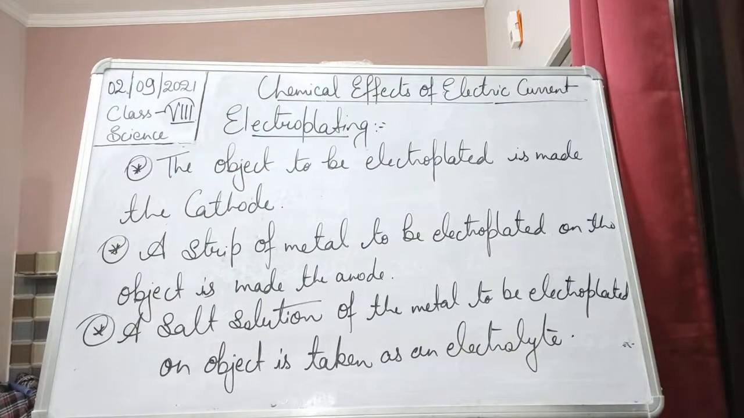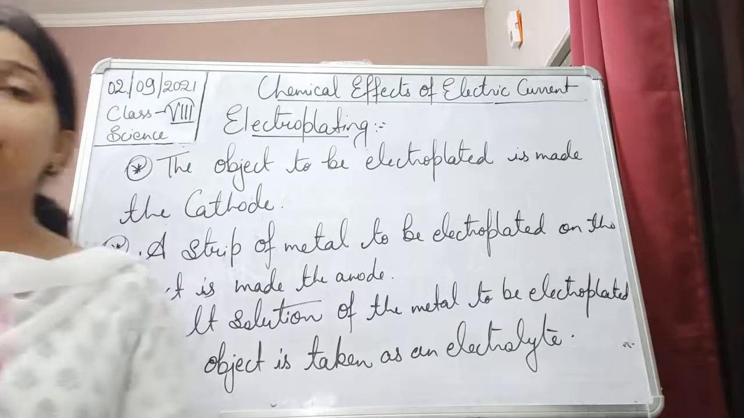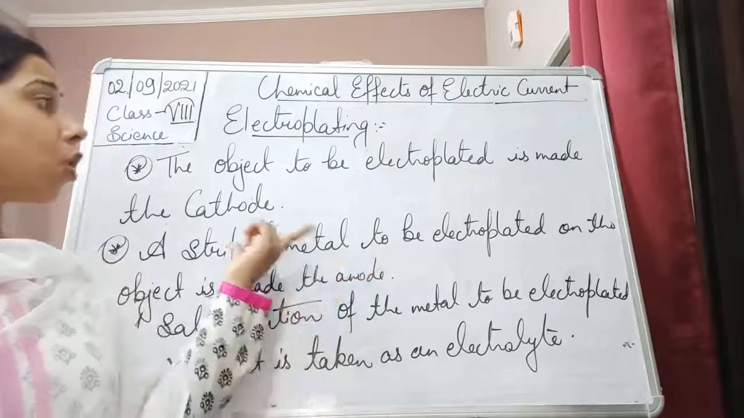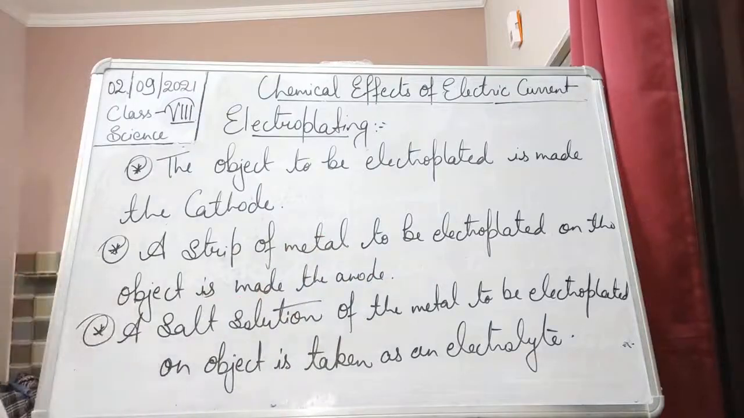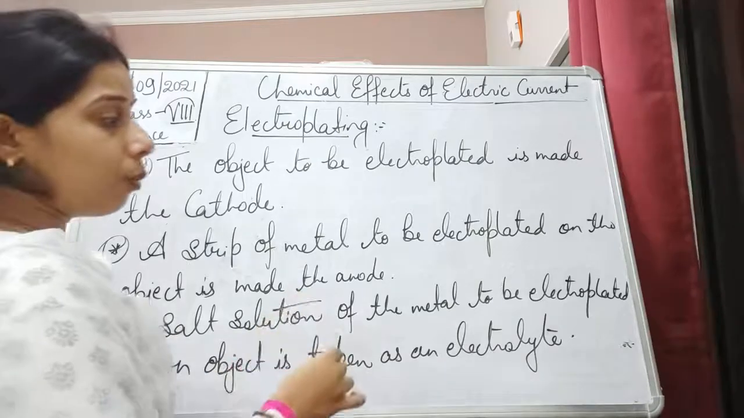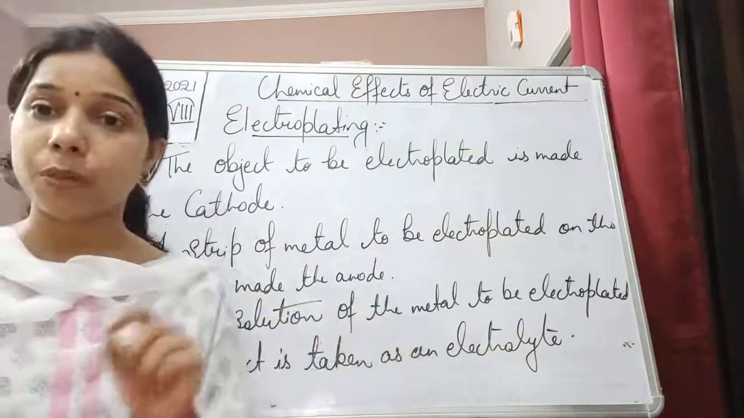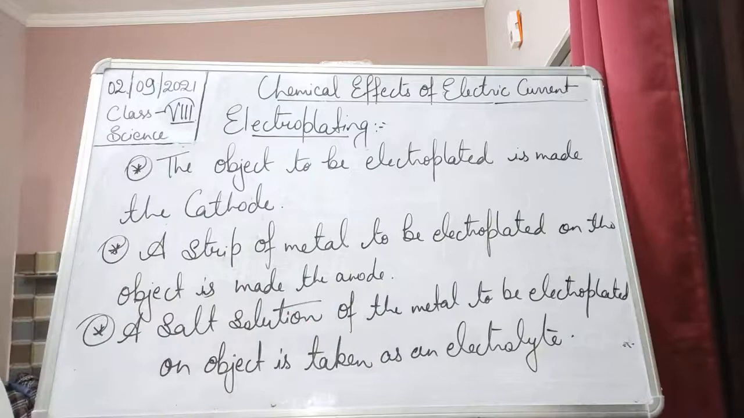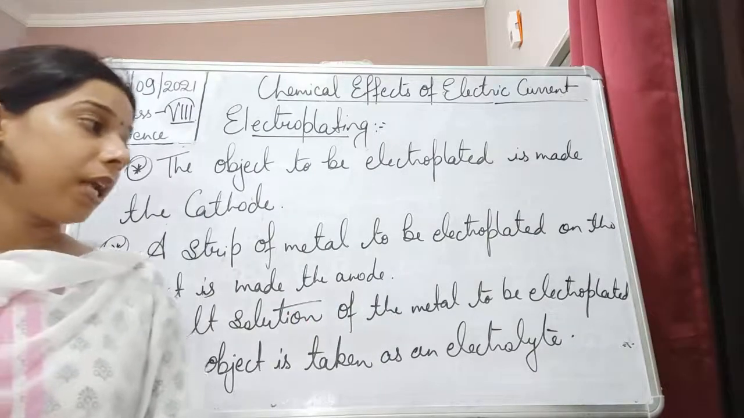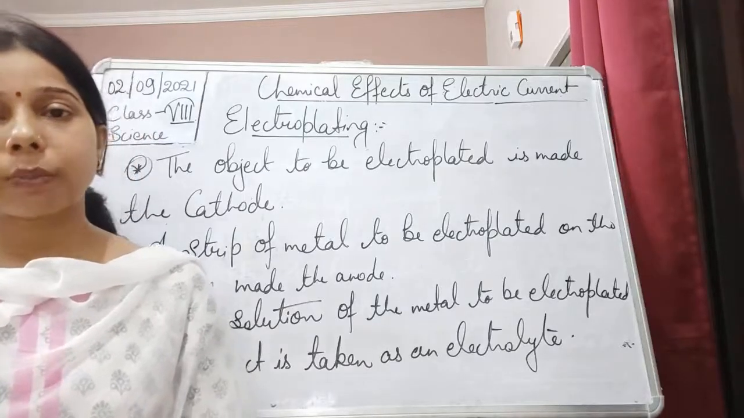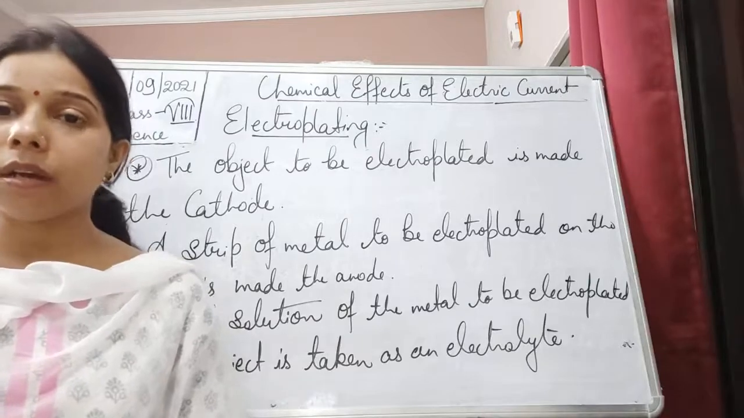Suppose we want to electroplate silver on an iron spoon. Then the spoon is made the cathode, because this is the object which is to be electroplated. The thin strip of silver which is to be electroplated on the object is made the anode. The solution that we take here must be silver chloride, because that solution will help in the dissociation of the silver ion, which will get electroplated on the cathode.